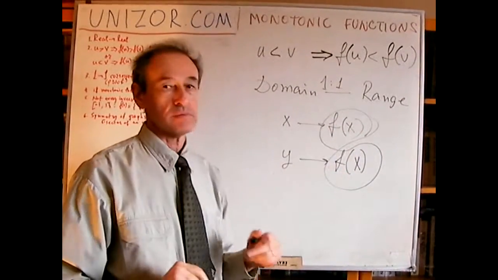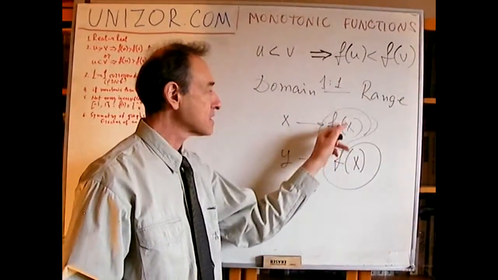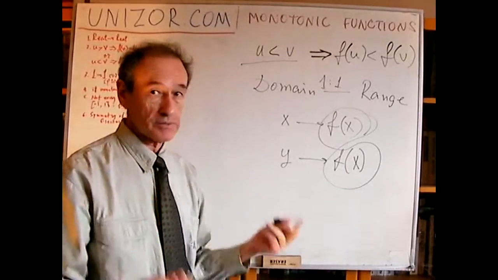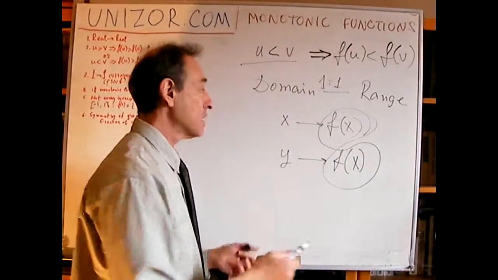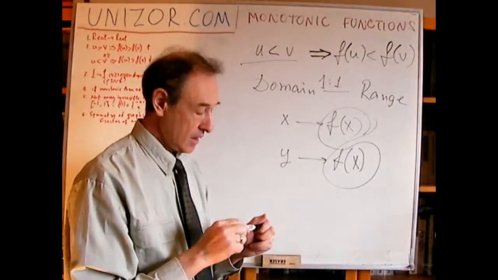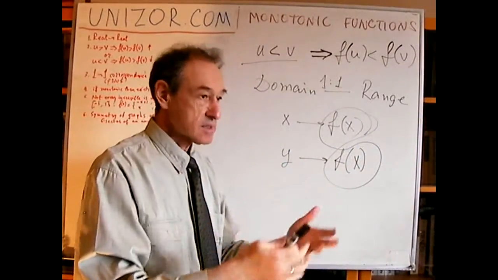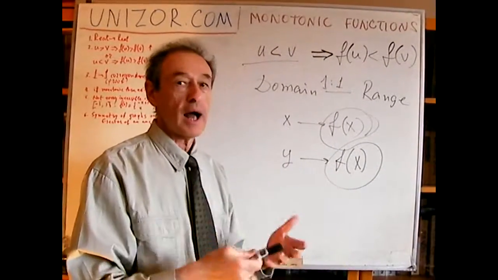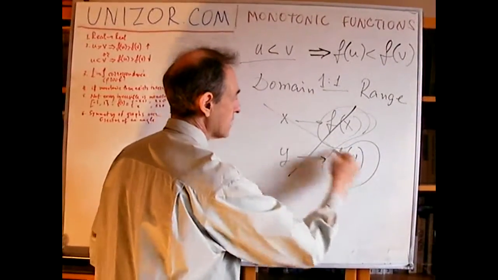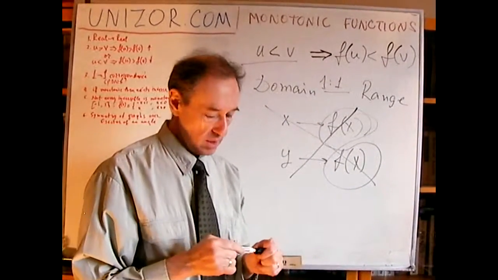Now, that is impossible. For a monotonic function, we cannot have two different arguments which are pointing to the same value of the function. Why? Because of this. If these two arguments are different, then one is less than another, which means that the corresponding value of the function should be less, not equal, less than another. So, if we take any element from the range, which means it's the result of the function applied to something, that something should be unique. It cannot be the same value.